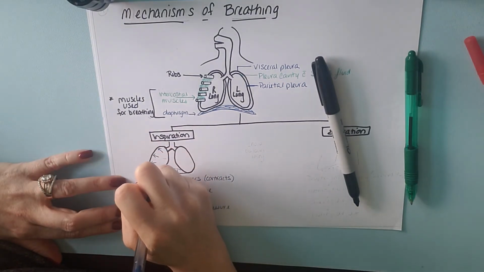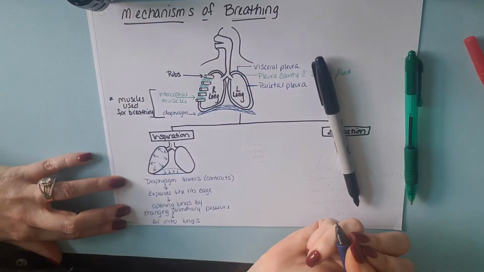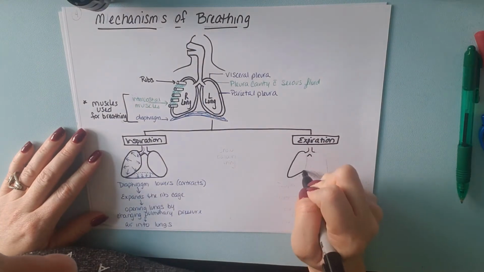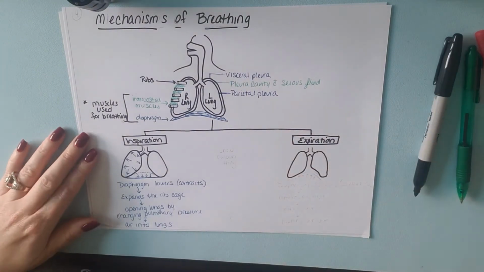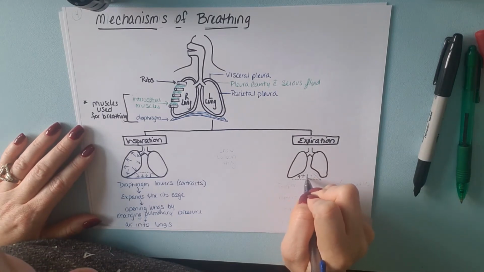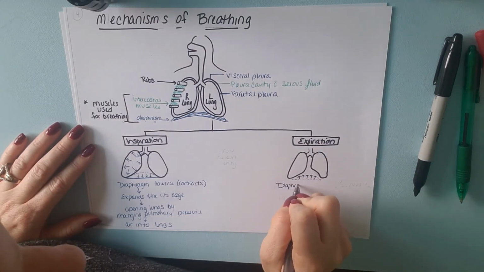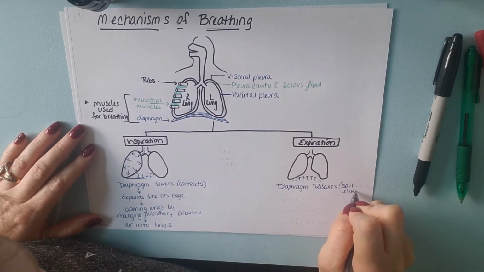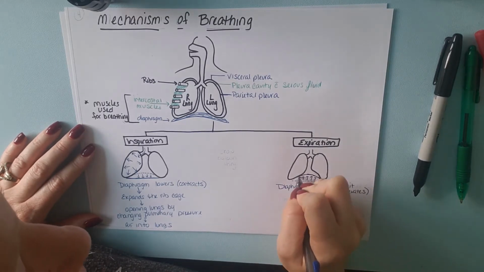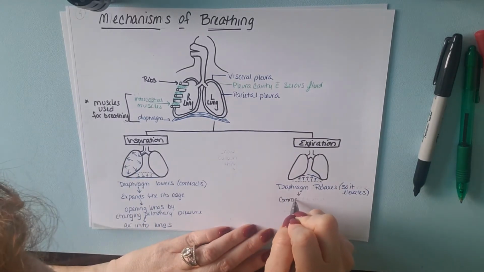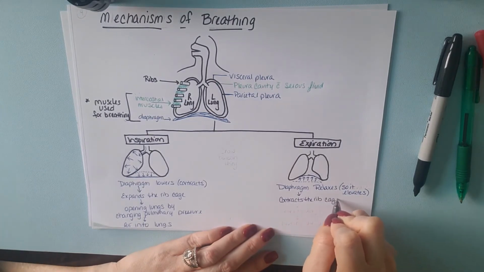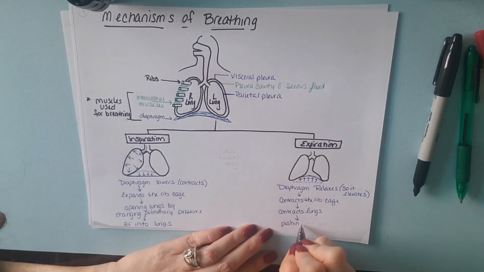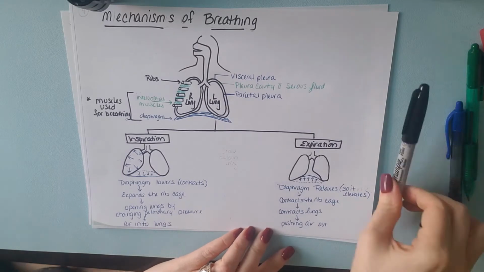There you go. Now, with expiration, the exact opposite happens. The diaphragm starts up, down low, and then relaxes, which causes it to elevate. That causes the rib cage to contract, thus contracting the lungs and pushing the air completely out. So here the lungs are essentially contracting and air is going out.